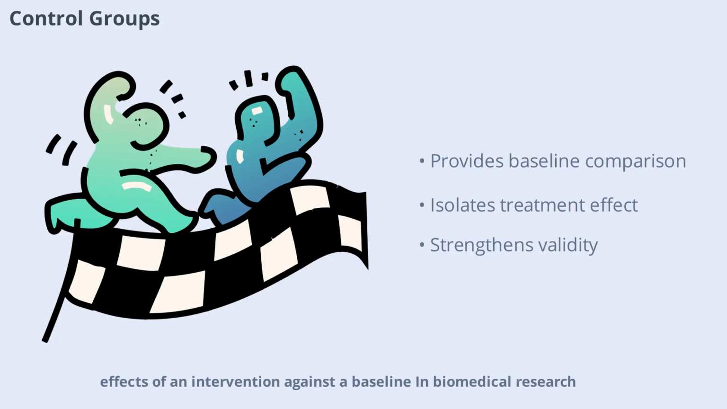Control groups are essential for comparing the effects of an intervention against a baseline. In biomedical research, control groups may receive a placebo, standard treatment, or no intervention. Including a control group helps isolate the effect of the experimental treatment and strengthens the validity of the study's conclusions.